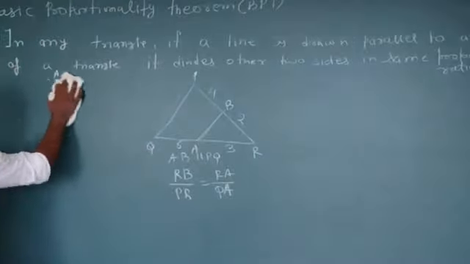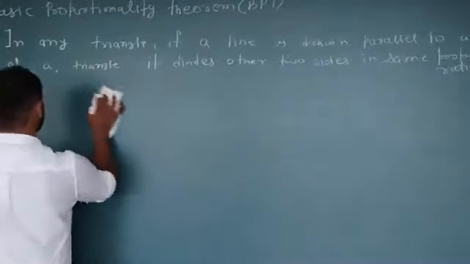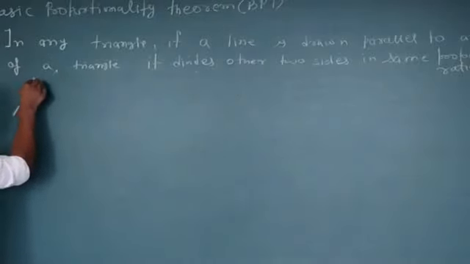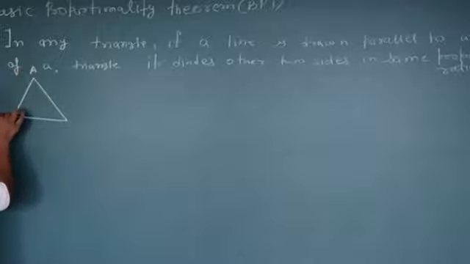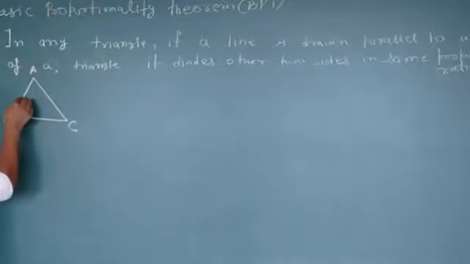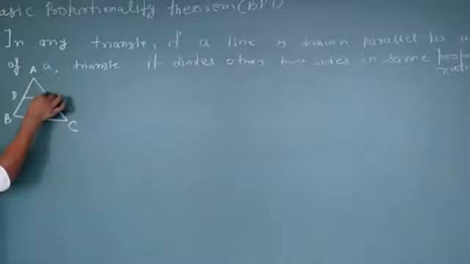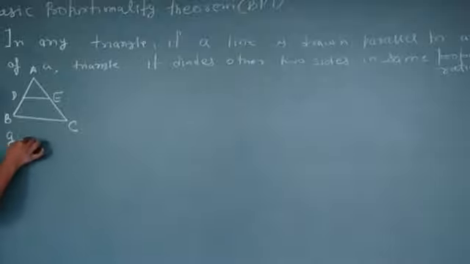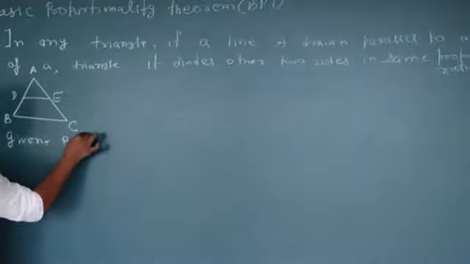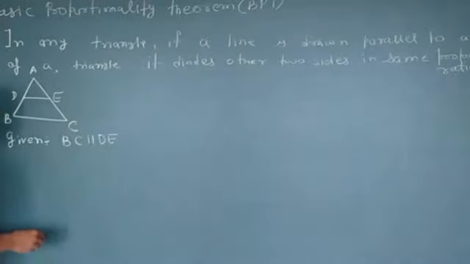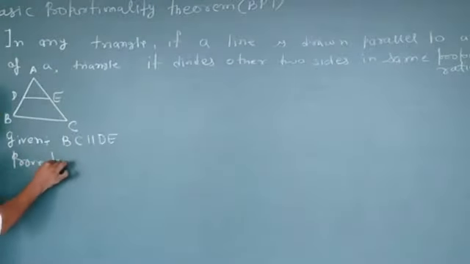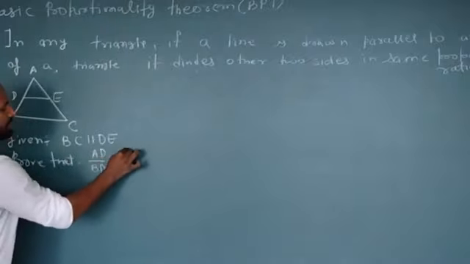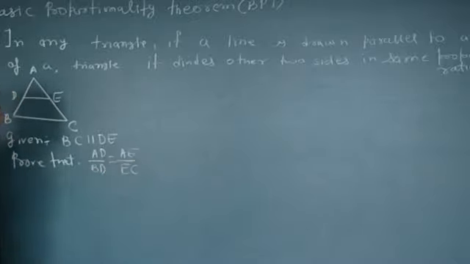Okay, so let's prove this theorem. Let's draw a triangle ABC. This is your triangle ABC, and we are going to draw a line DE parallel to BC. So basically, what is given? Given that BC is parallel to DE, we have to prove that AD upon BD is equal to AE upon EC. This is what we have to prove.